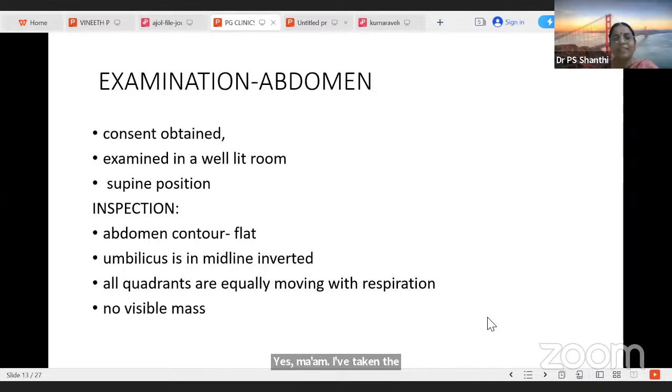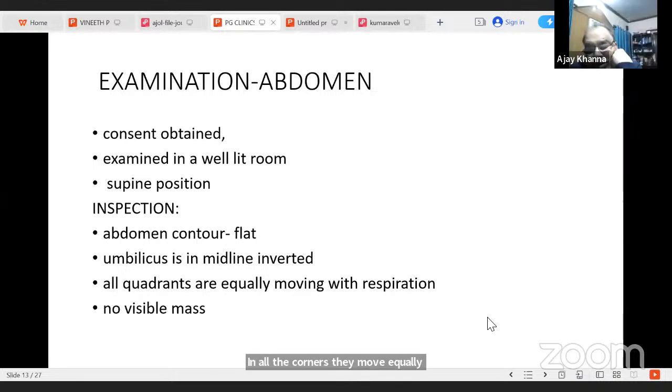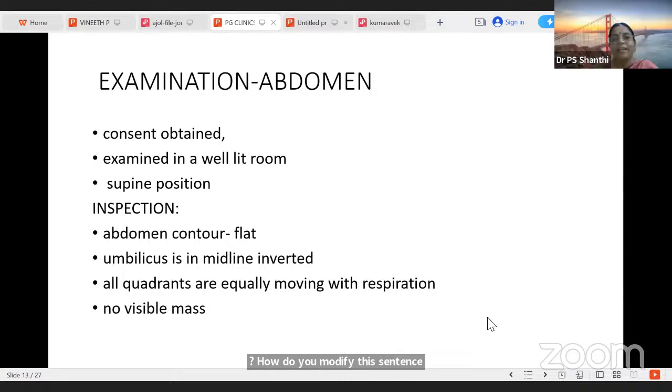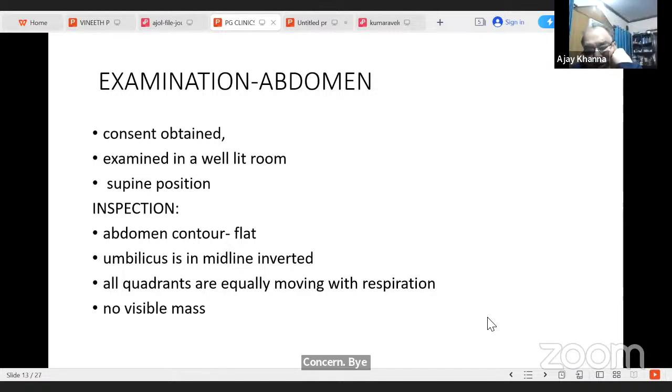All the coordinates, they move equally with respiration. We don't do that nowadays. So what do you say? How do you modify this sentence? Proportionately, moving proportionately with respiration. Right? Because all the coordinates, they do not move equally with respiration.